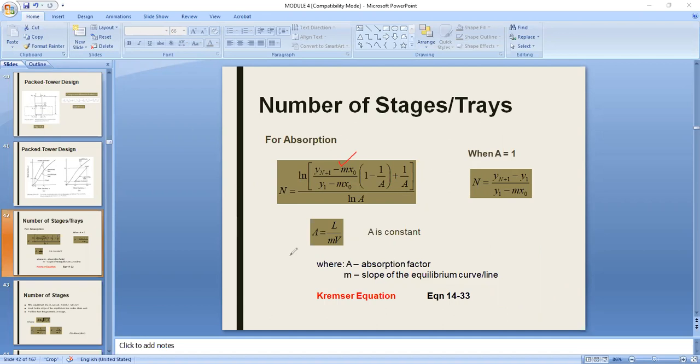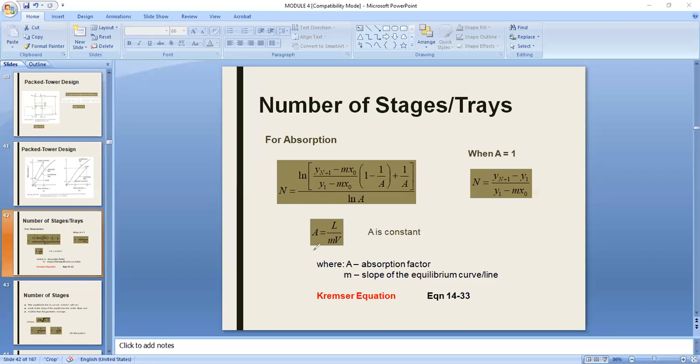If our A is equal to 1, then we have a simplified manner of determining the number of stages or plates. It would just be dependent on the mole fraction of the feed gas and that of the gas that leaves the tower, and then the mole fraction of the liquid solvent that is used, because this is X0. Now, when A is 1, when your gas absorption factor is 1, that tells you that your equilibrium curve and your operating line are parallel.